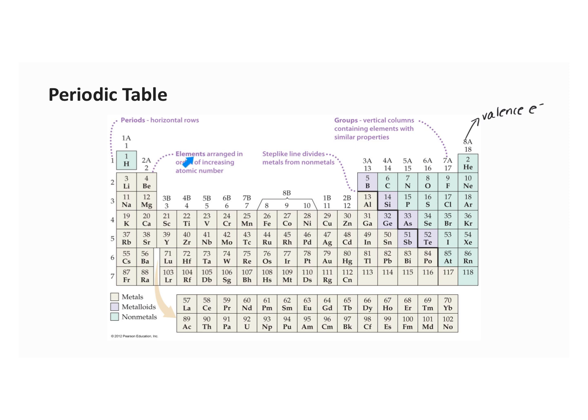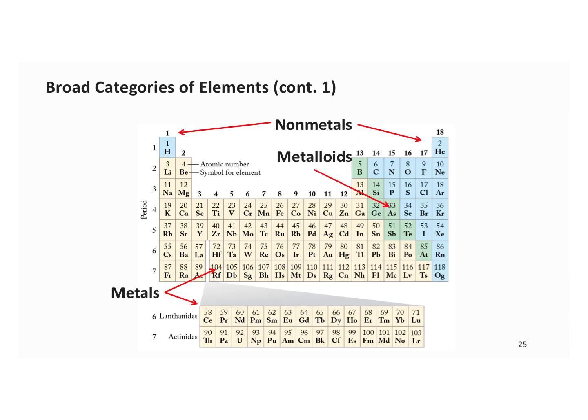When we look at this, these are arranged in increasing atomic number, right? So the atomic number goes up, and there's a step-like line that divides the metals from the nonmetals, with the metalloids being right here in the center. So here are our nonmetals, here are our metals. Most of the periodic table is metals. Now, let me show you that. So we've got nonmetals, metalloids, metals.